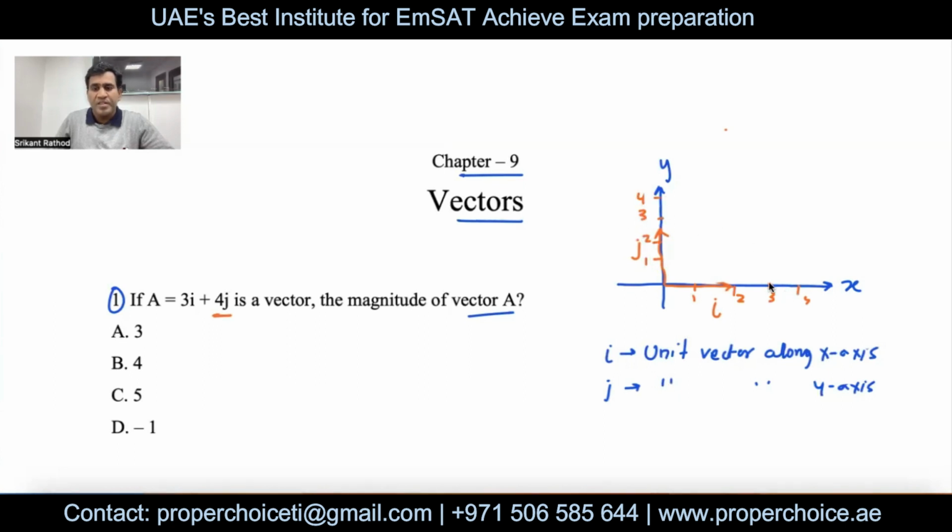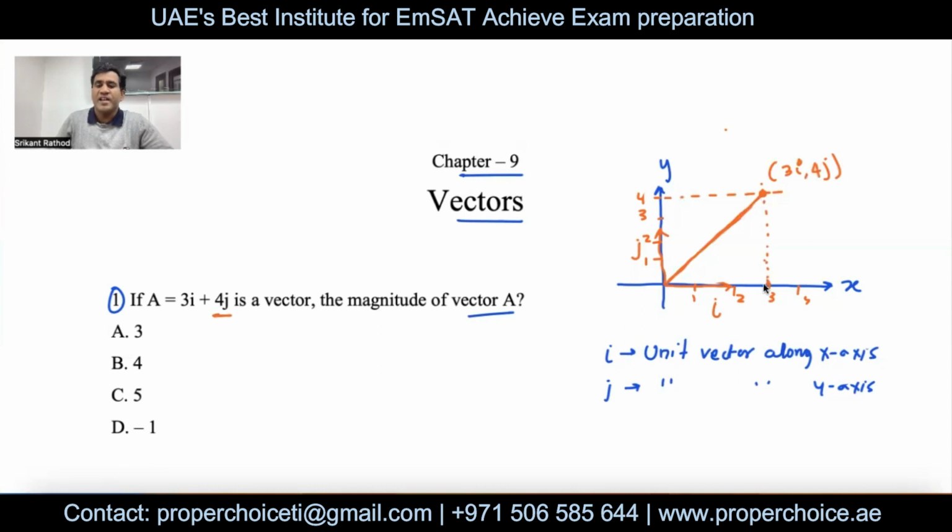So the point corresponding to 3i is this, and 4j is here; from 3i I can go straight up, and this is the point, the vector A which has 3i comma 4j as its coordinates. The question is asking me what is the magnitude. Now what is the value of the magnitude? Basically, magnitude is the length from the origin to this point. This we call the magnitude of vector A.